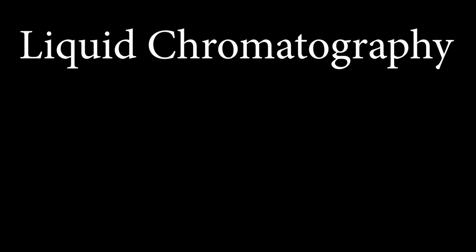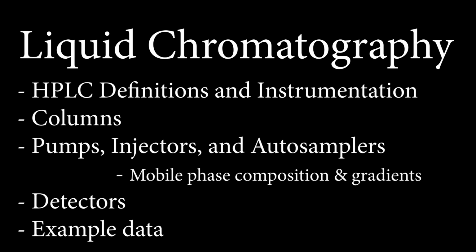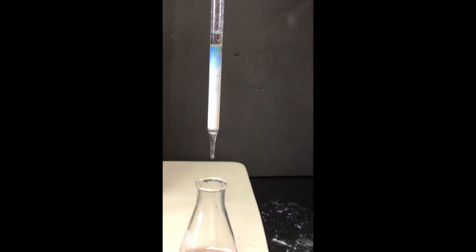This video will focus on liquid chromatography. We'll start with a discussion of definitions and instrumentation having to do with liquid chromatography, and then discuss columns, the stationary phase in liquid chromatography, go through some nuts and bolts of pumps, injectors, and autosamplers with special attention paid to the mobile phase composition and gradients, and then discuss some detectors while we also look at some example data yielded by those detectors.